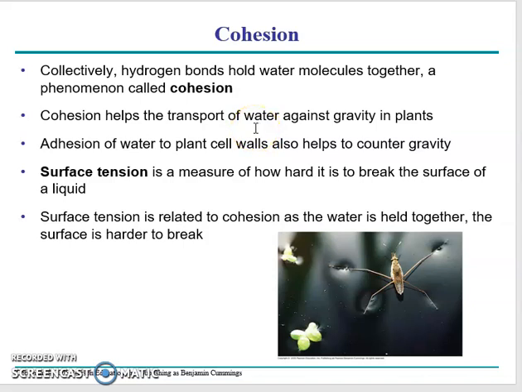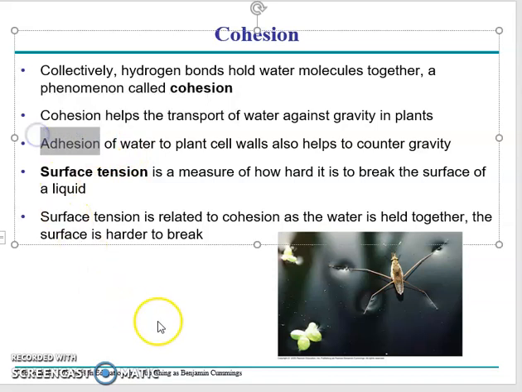Well, the stickiness of water holds it together as it goes all the way up the tree. Now, there's another term here that is not really the same as cohesion, and that's called adhesion. So you can see that right here. The adhesion of water to plant cell walls helps to counter gravity too.